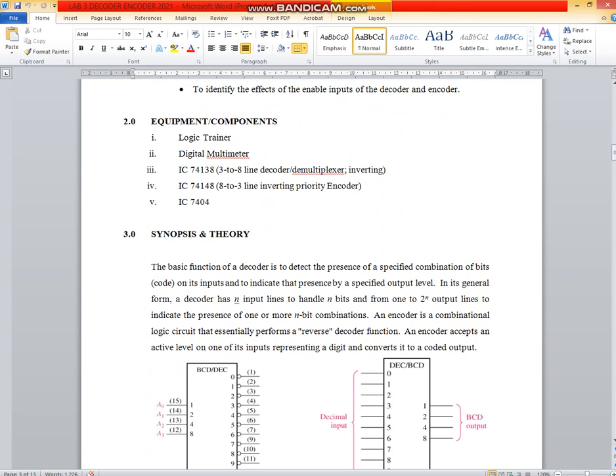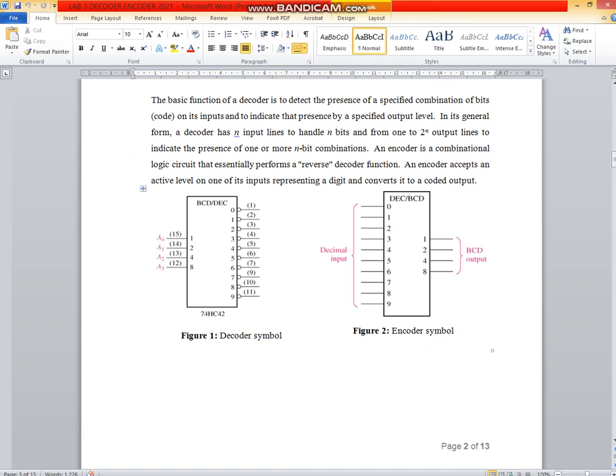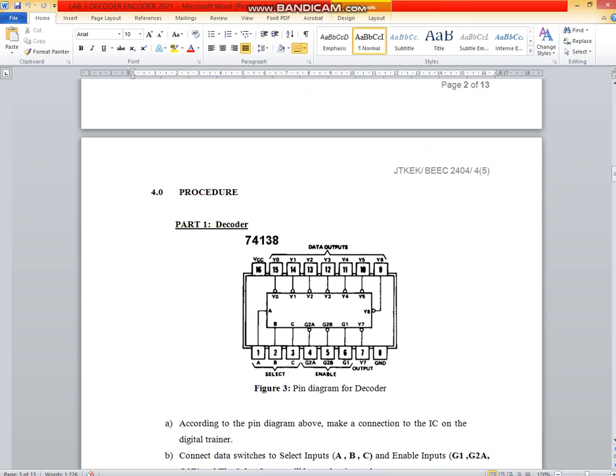So an encoder is a reverse function of a decoder, and the same with the decoder. An encoder accepts an active level on one of its inputs representing a digit and converts it into a coded output. Okay, then we go through to the procedure.